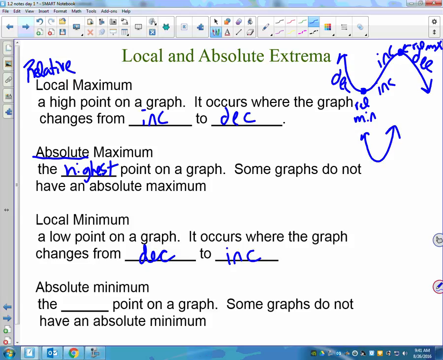And again, your graph could have more than one local minimum. It doesn't have to be the lowest part on the graph. But if they ask you for the absolute minimum, it is the lowest point on that graph. Again, not all graphs have an absolute minimum. Sometimes the absolute minimum and the local minimum could be the same thing. But it's an important idea to talk about whether it is a local extrema point or an absolute extrema point.